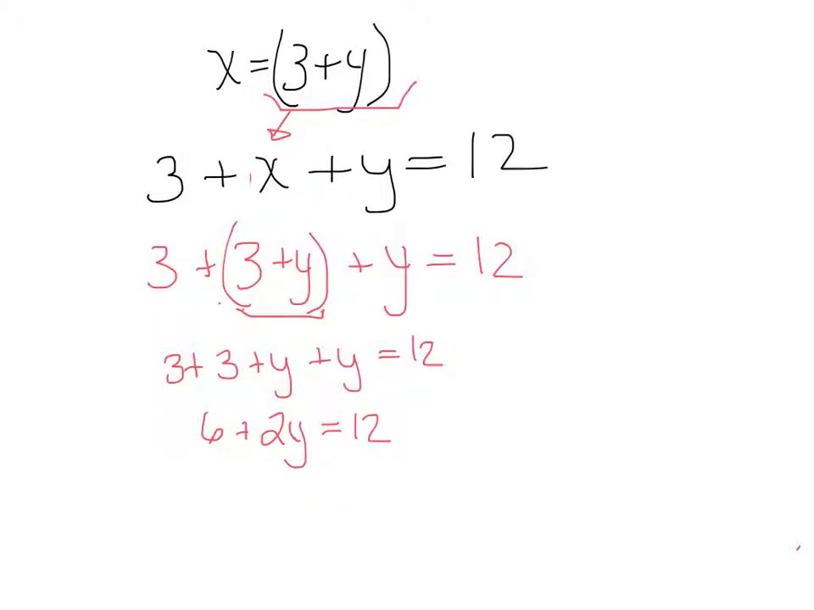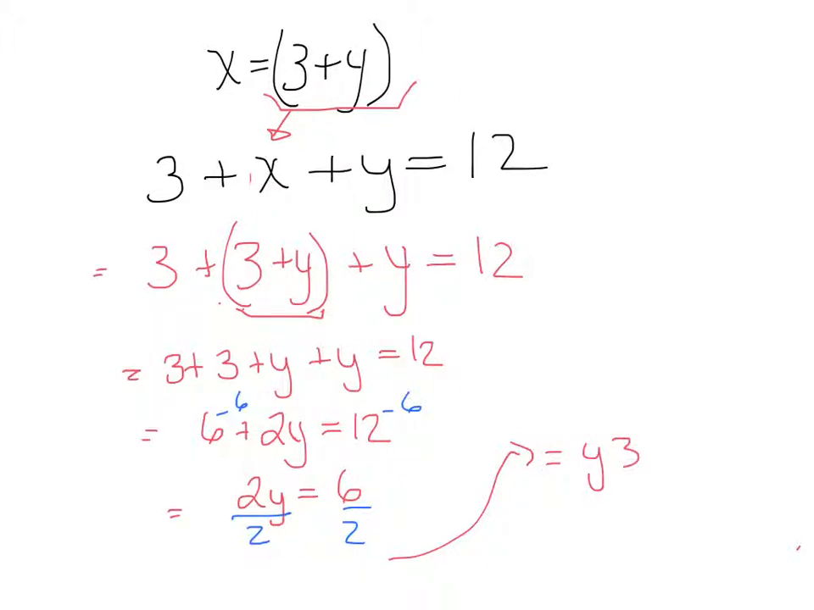Now we have some balancing. I'm going to take 6 from both sides, and I have 2y. 12 minus 6 is 6. And again, some balancing, divide both sides by 2. And I have y equals 3.